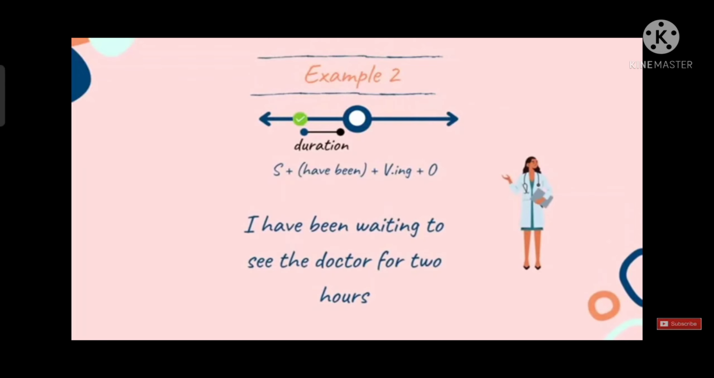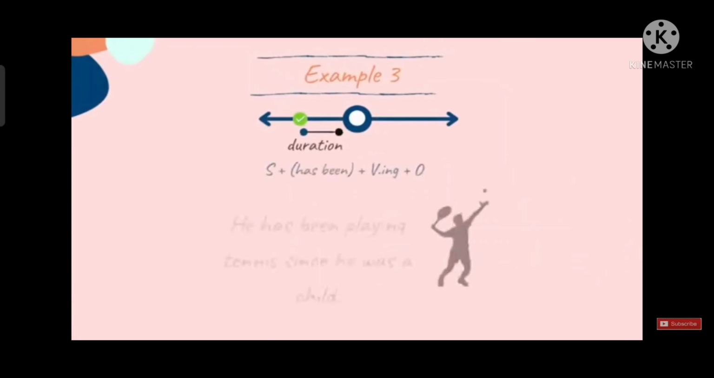I have been waiting to see the doctor for 2 hours. Here, the activity of waiting to see a doctor started in the past and is ongoing. The duration of this activity is already 2 hours. So, the present perfect continuous tense is used here. Let's look into next example.